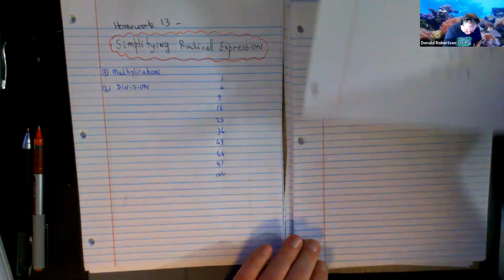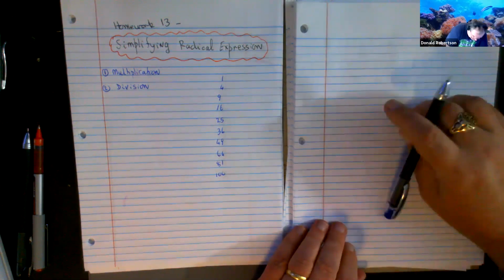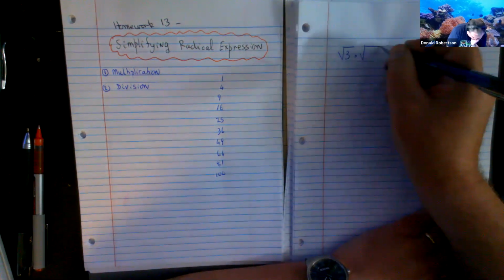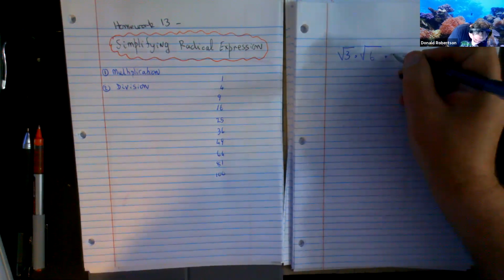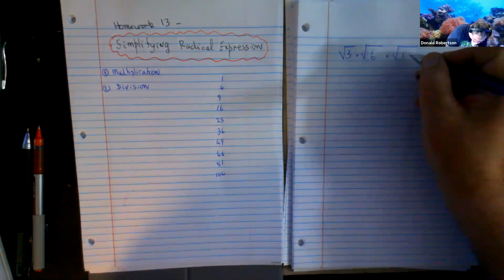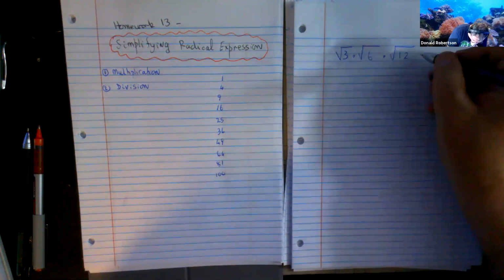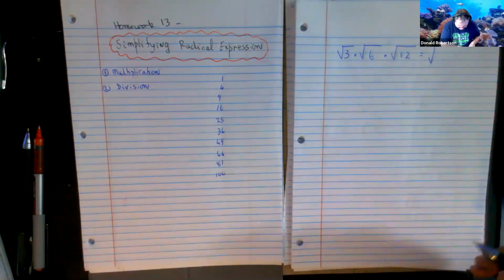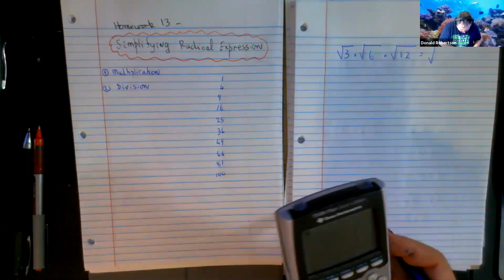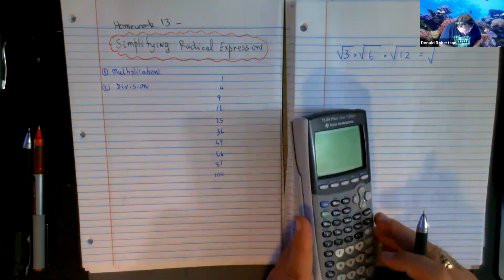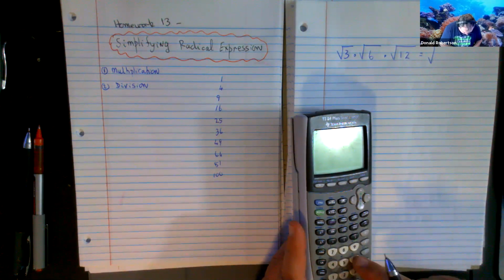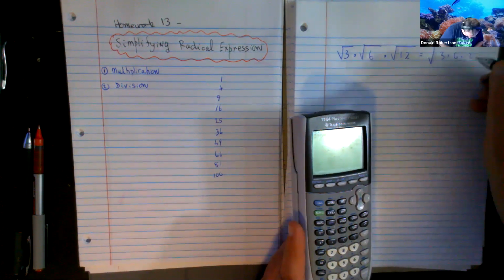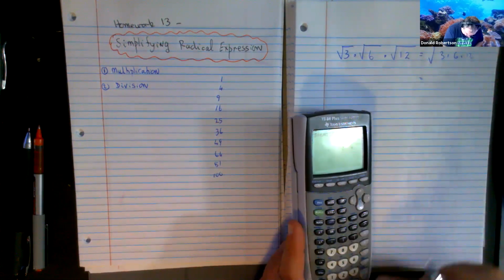Now you can extend this to 3 numbers. Probably that's the maximum that anybody would ever do it, yeah? So how about the square root of 3 times the square root of 6 times the square root of 12? And I'm going to show you an alternate method. This is 3 times 6 times 12, right? So 3 times 6 times 12. And you get the horrendous number 216.